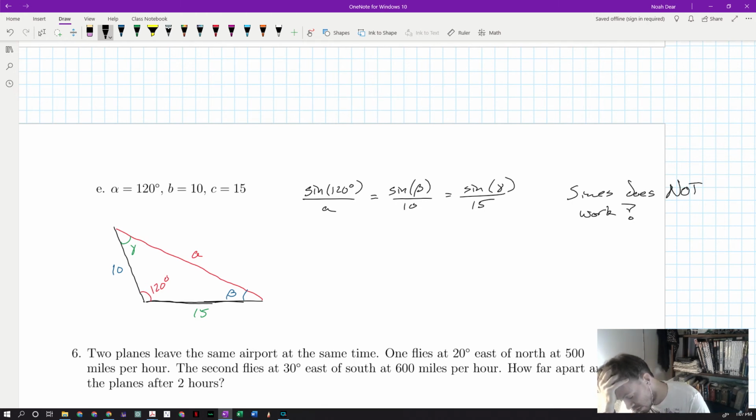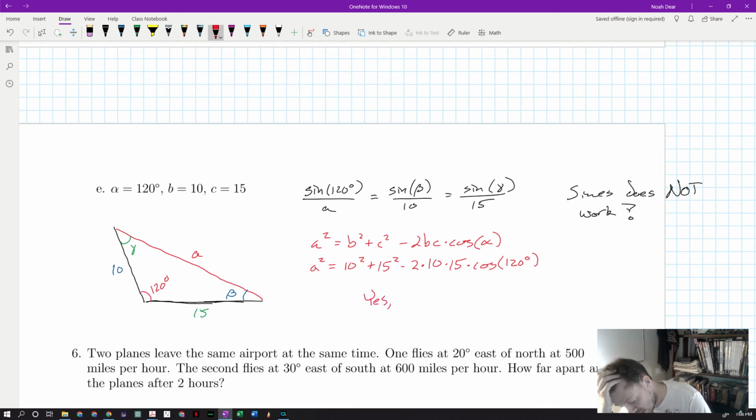Cosines, however, I want to use that angle, so I need to choose a squared equals b squared plus c squared minus 2bc times the cosine of 120 degrees, or of alpha, I guess. I'll do that first, and then I'll plug stuff in. So we get a squared equals 10 squared plus 15 squared minus 2 times 10 times 15 times the cosine of 120 degrees. And so, yes, cosines works. Law of cosines.